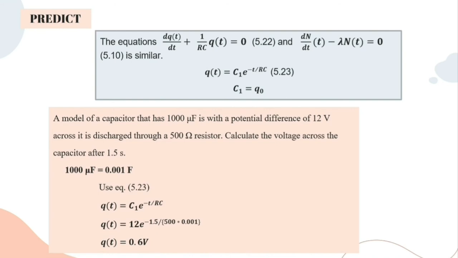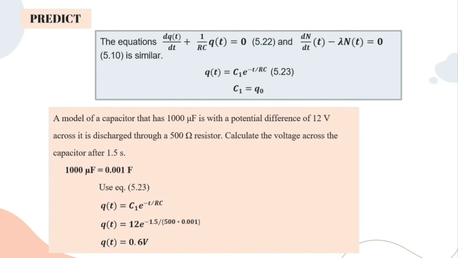For example, a capacitor that has 1000 microfarads with a potential difference of 12 volts across it is discharged through a 500 ohm resistor. Calculate the voltage across the capacitor after 1.5 seconds. From this problem, we can identify that equation 5.23 can solve it. 1000 microfarads is equal to 0.001 farads. C1 equals 12 volts and t equals 1.5. RC is 500 multiplied by 0.001. The voltage across the capacitor after 1.5 seconds is 0.6 volts.